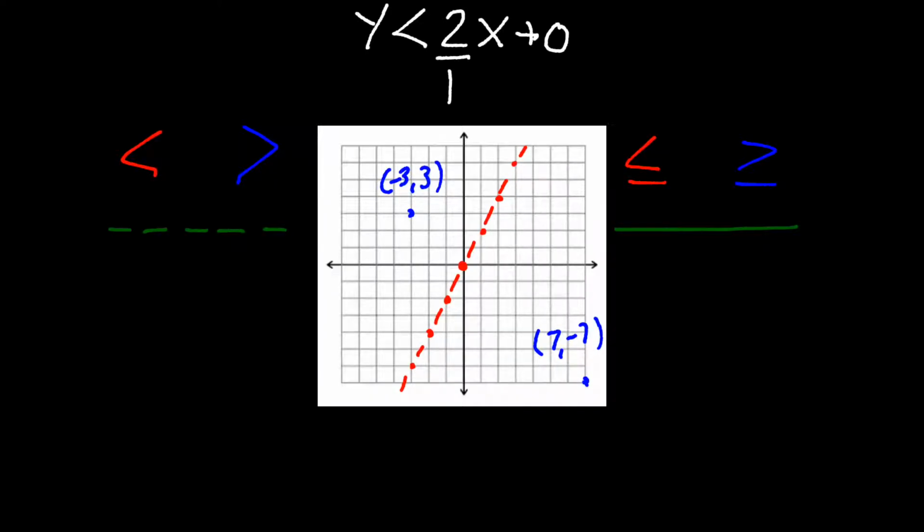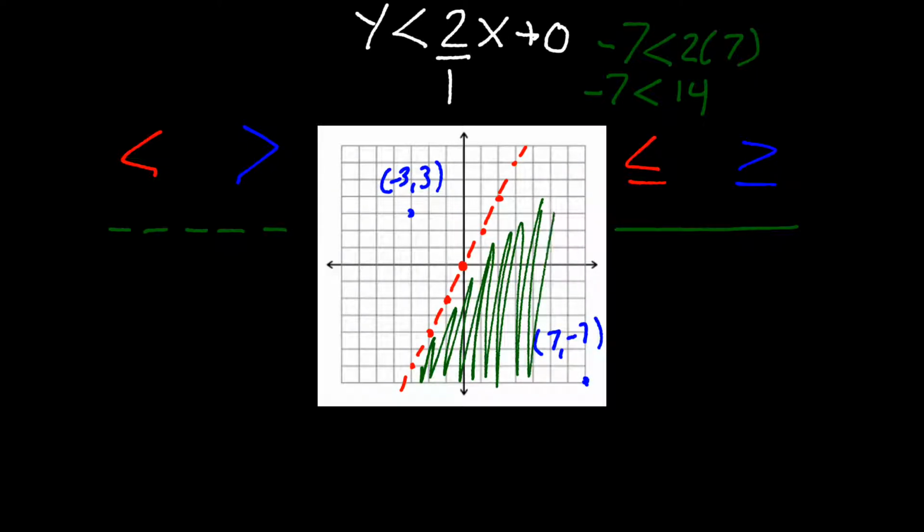If I plug those in, -7 is my y, so -7 is less than 2 times 7. That gives me -7 is less than 14. And is that a true statement? Hopefully you're saying yes. -7 is less than 14, so I will shade in the side that has 7, comma, -7.